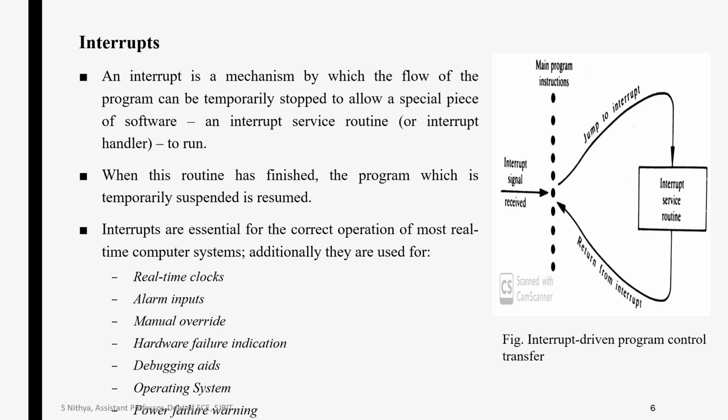So in this diagram, the dots represent instructions in a program. The program is executing an instruction at this particular time, and if an interrupt arises, it will stop the execution at that moment and jump to the interrupt service routine, to perform the task that is requested.